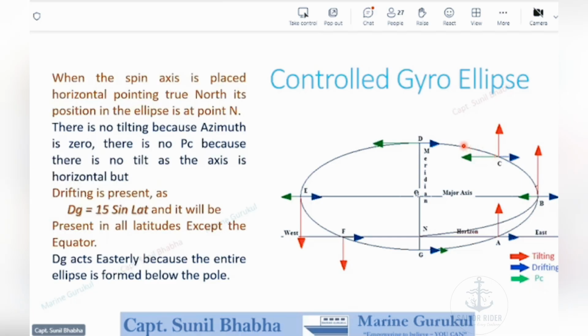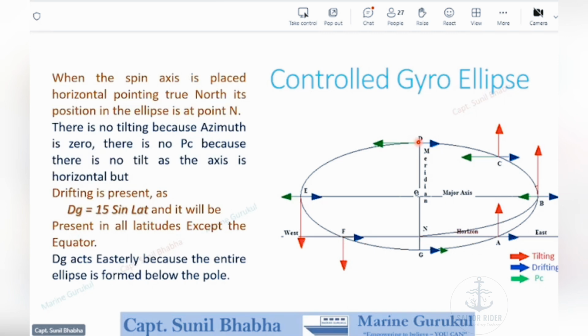The tilt keeps on increasing, making the control precession more and more stronger. And as it keeps on closing into the meridian, azimuth reducing, the tilting is also reducing. So eventually it reaches point delta. Now what happens at point delta is, the azimuth is 0 again. With the azimuth 0, the tilting also becomes 0. That's why the red vector, the tilting vector, disappears. There is no tilting here because the azimuth is 0.